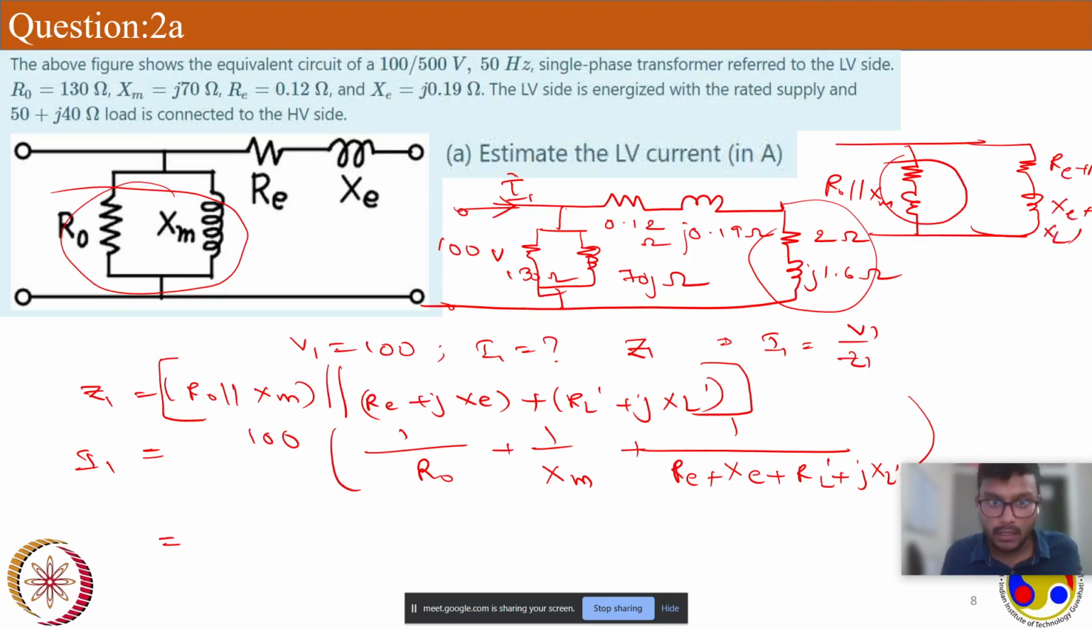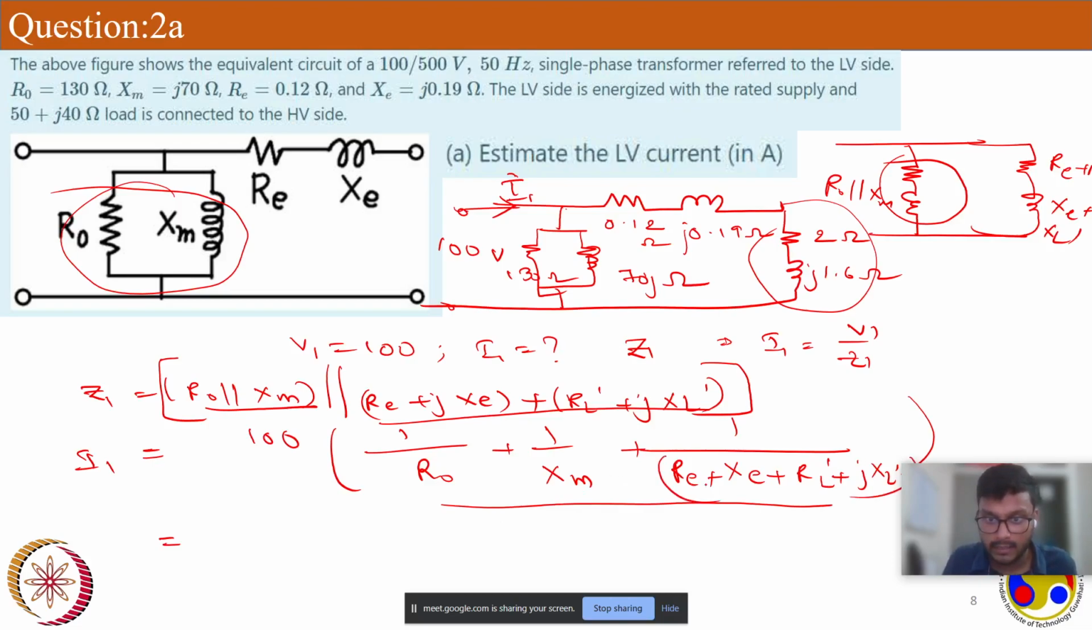Yeah. So this is not in series. So this is the parallel branch, and this entire thing is in series. So yeah, that's how you do it. This is the equation. Please solve this equation. These two are in series, and this branch is in parallel with R0 and Xm. Yeah. Please, yeah, Fahid, can you solve for this one? 1 by R0 plus 1 by Xm plus this one. Now you will get a different answer.